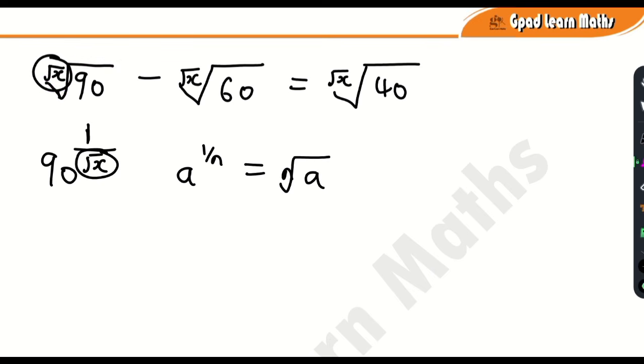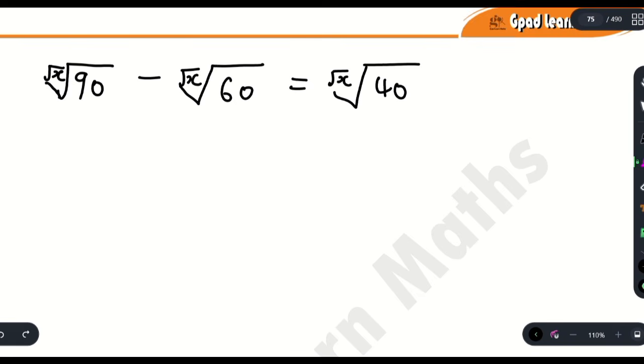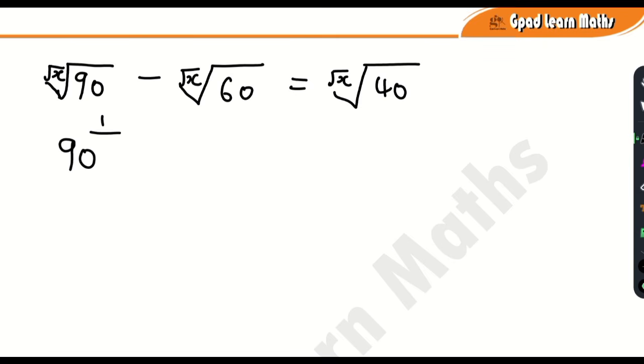Now let me just reorganize this thing and begin again. So it's going to be, watch this now, 90 raised to the power of what? 1 over root x, from that law of indices that I showed you earlier. So minus, again here, 60 raised to the power of what? 1 over root x. And this is equal to what? 40 raised to the power of what? 1 over root x. Okay, this is getting simpler as we move on.